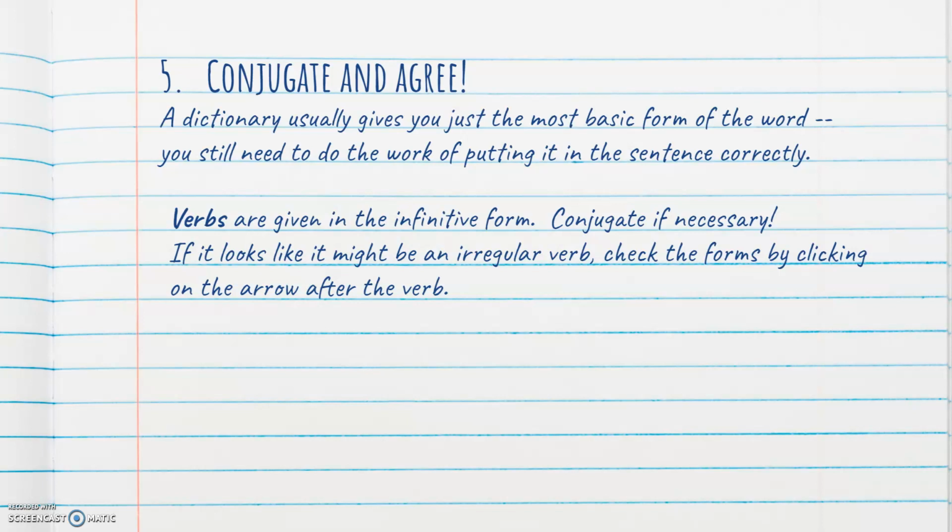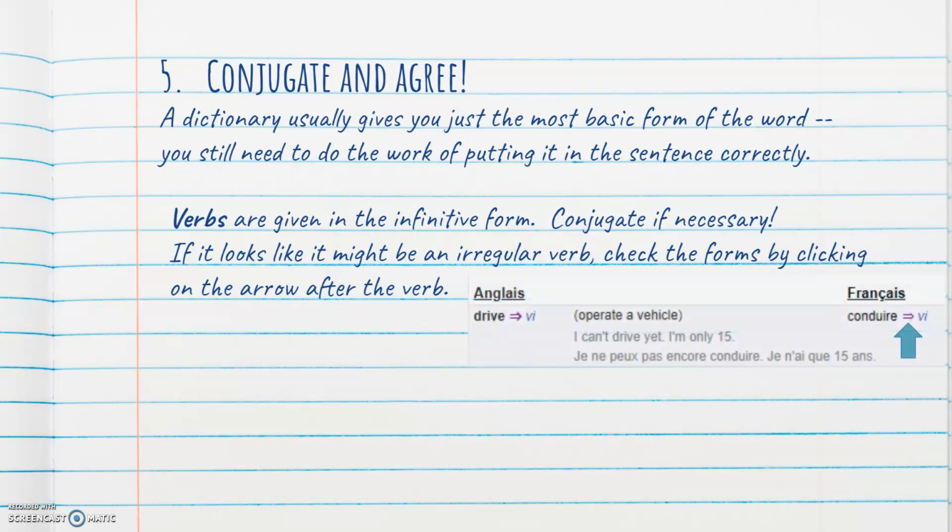Now, if you look up a verb and it doesn't look like it's a nice normal ER verb or some other verb that you already know how to conjugate, if it looks like it might be something weird, then WordReference has this really cool little tool where it will actually give you all of the conjugations. So here I looked up the verb drive, and I know I'm getting a verb because it has the V. I'm looking in the parentheses, operate a vehicle. Yep, that's what I want to say.